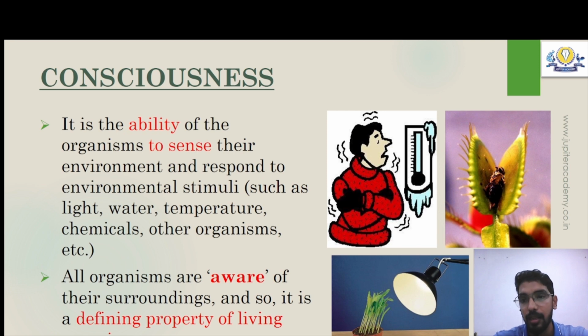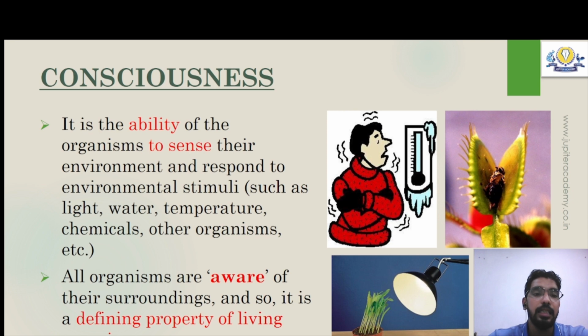The second picture is a picture of a Venus flytrap, which is a plant. When a bug comes and sits on the leaf of the Venus flytrap, which is visible in the picture, it just closes and captures the bug, and eats the bug. The third picture you see is a plant which is growing towards the light. Since the light is coming from the right side, the plant is bending towards the right side, because it needs light to perform photosynthesis. Hence, it goes towards the right.